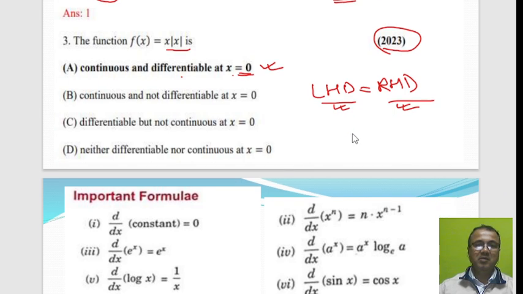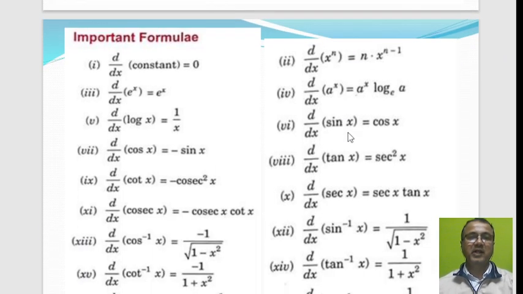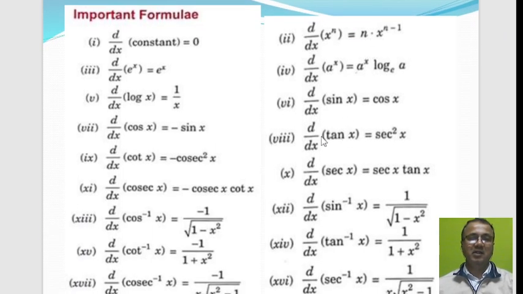Now let us remind ourselves of some important derivative formulas, which you have done in class 11. Let us quickly remember the formulas. What is the derivative of a constant function? That is equal to 0 only. What is the derivative of x to the power n? That must be equal to n times x to the power n minus 1, isn't it? Similarly, the derivative of e to the power x is e to the power x only. The derivative of a to the power x is a to the power x log a. And the derivative of log x is 1 by x.